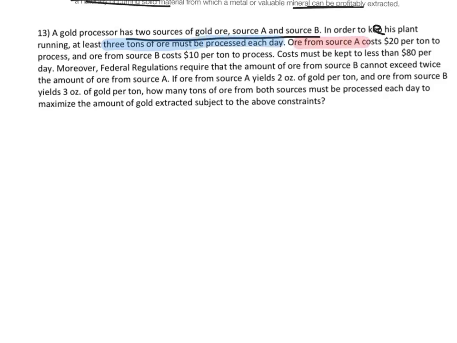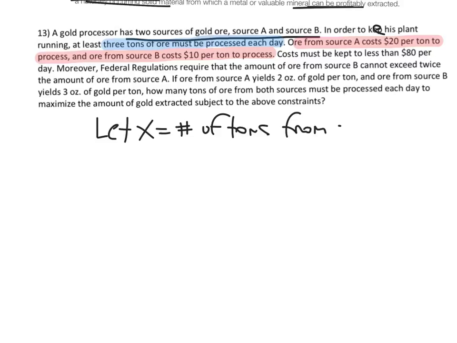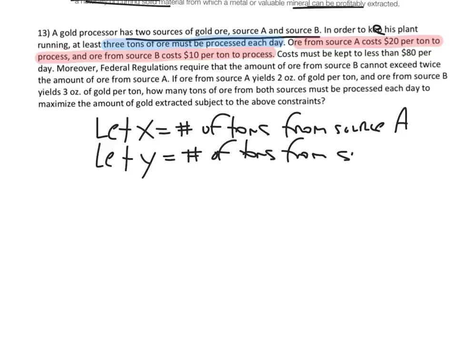Ore from source A costs $20 per ton to process. Ore from source B, $10 per ton to process. So I'm going to let X be equal to the number of tons from source A, and then I'll let Y be equal to the number of tons from source B, since they refer to tons from each source.